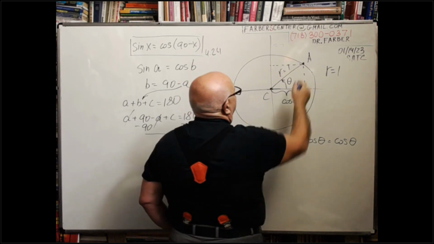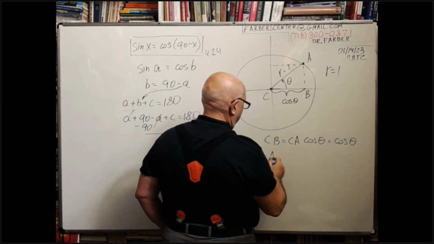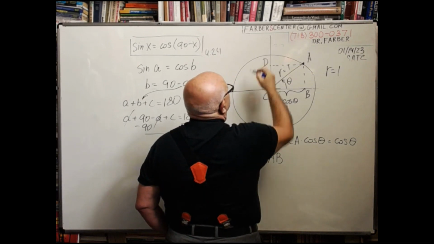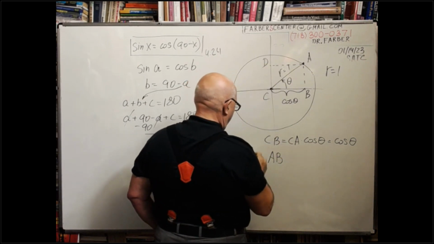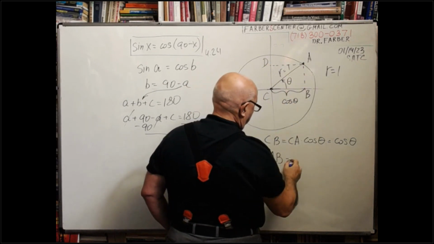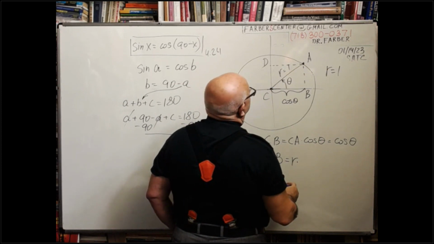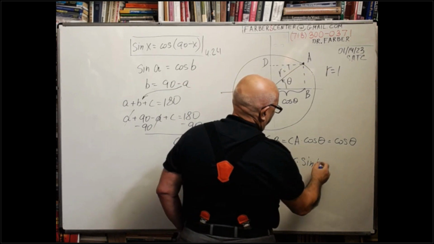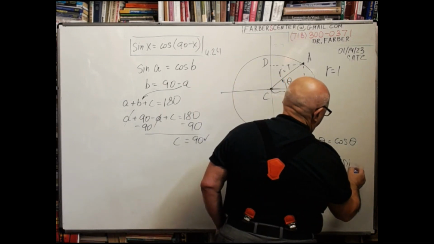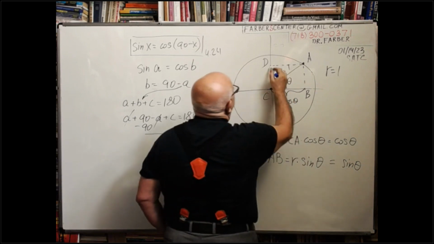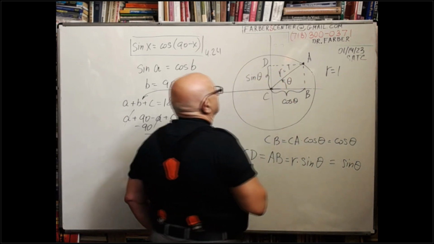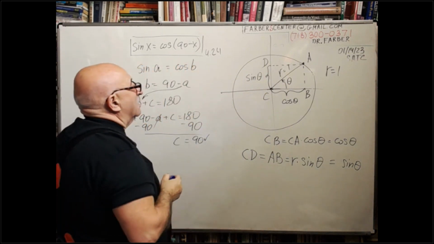Now, let me build this graph like this. And AB equals CG equals radius times sine of theta, which is sine of theta. This is by definition. So this is sine of theta. I take a different color.